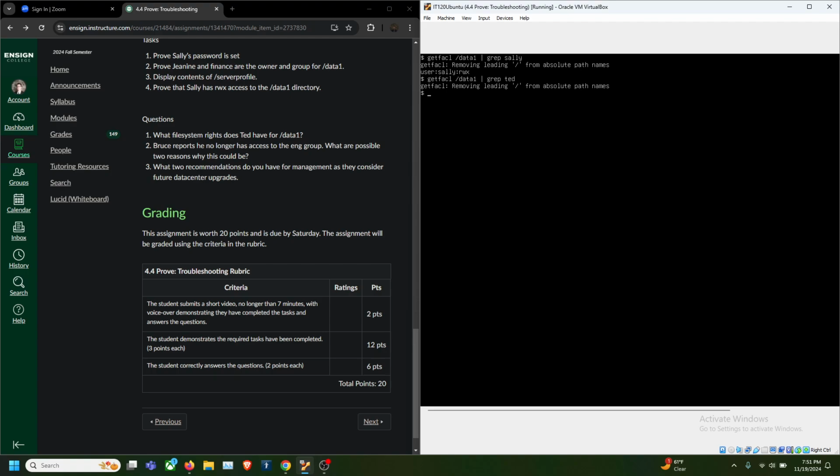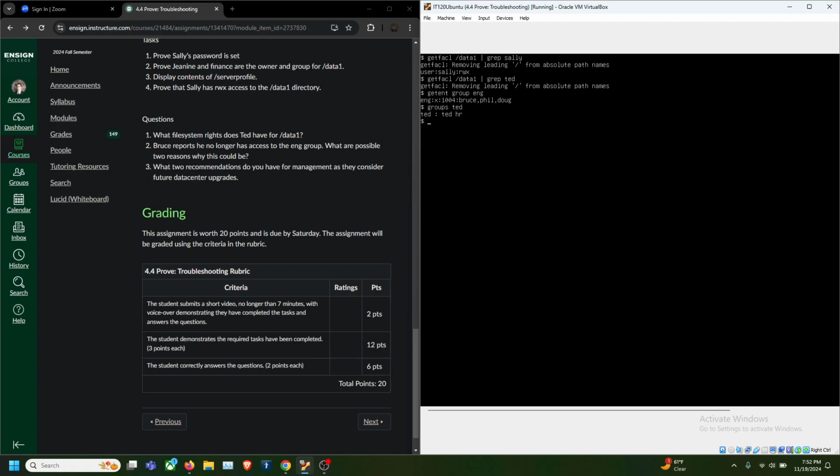And then, Bruce reports he no longer has access to the English group. Some reasons this could be are that the group permissions could have been changed, or he could have been accidentally removed from the group. Those are two things I would think to check. A way to check would be to use the getent group command. Or we could do groups TED, and we see that he's also part of the HR group.